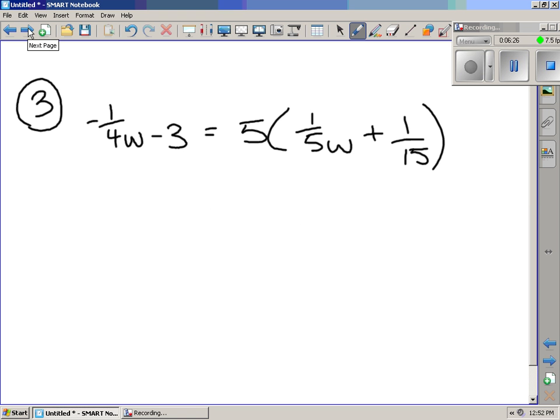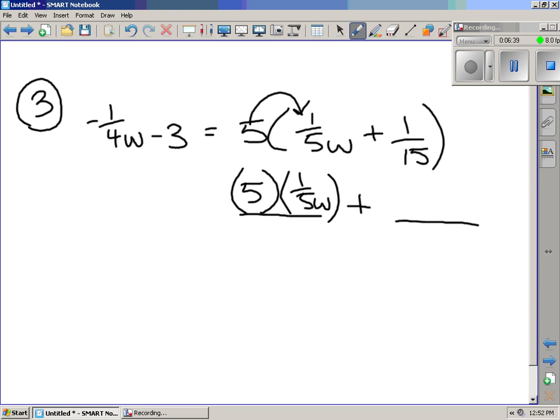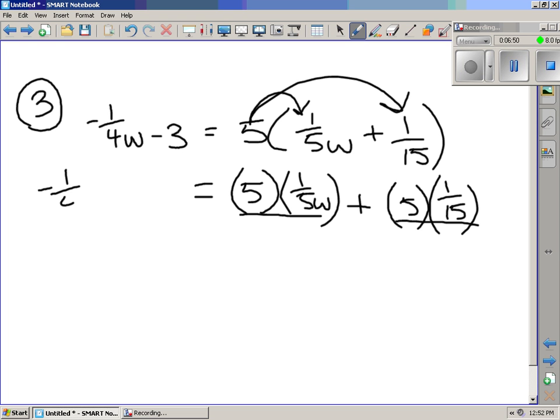Number 3. In this problem, we again need to use the distributive property first. So I multiply the 5 by the 1/5 w, and then I multiply the 5 by the 1/15. So the 5 is being distributed to everything inside the parentheses. And then I continue to simplify.